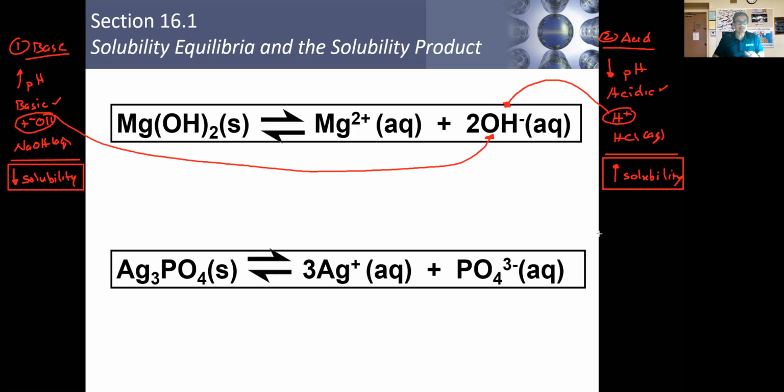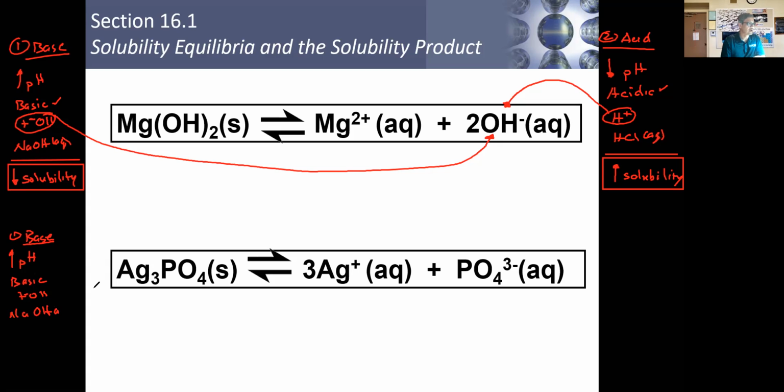Okay, let's do the same thing for silver phosphate. Let's do the same analysis. First of all, let's take a look at a base. We're going to add the base in and we're going to increase the pH. So let's see what happens when you add the base. We're going to increase the pH on a solution of silver phosphate, which means we're going to make it more basic by adding in hydroxide ions from, again, sodium hydroxide.